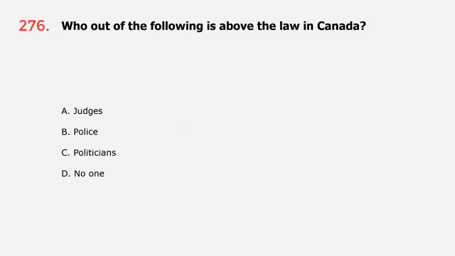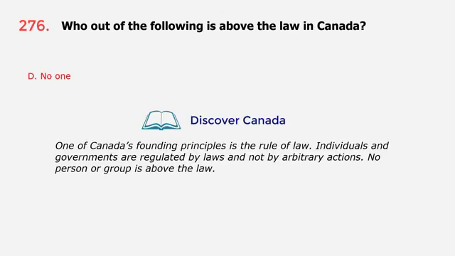Question 276. Who out of the following is above the law in Canada? A. Judges. B. Police. C. Politicians. D. No one. The answer is D. No one.